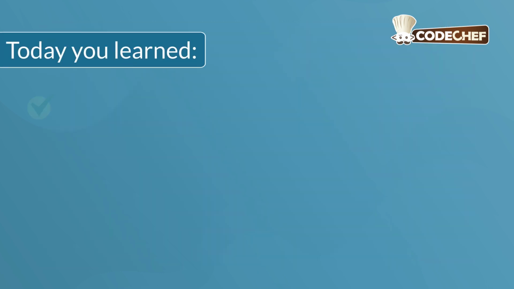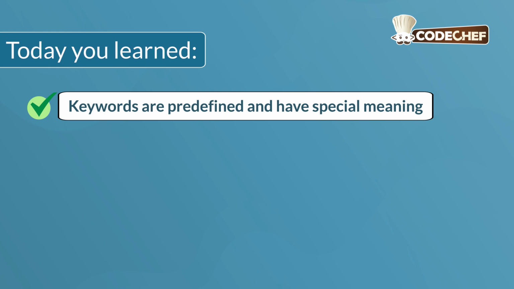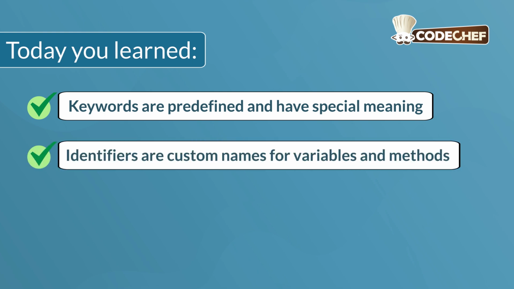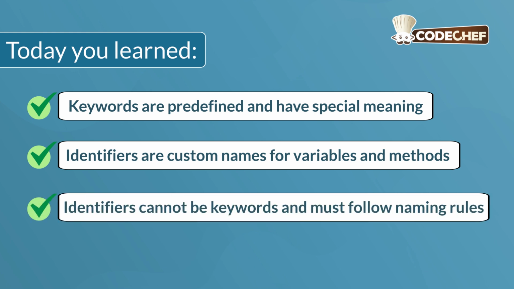Today you learned: keywords are predefined and have special meaning. Identifiers are custom names for variables and methods. Identifiers cannot be keywords and must follow naming rules.